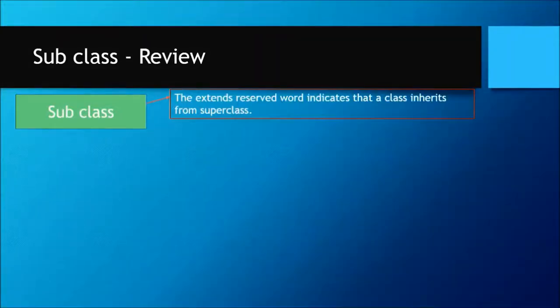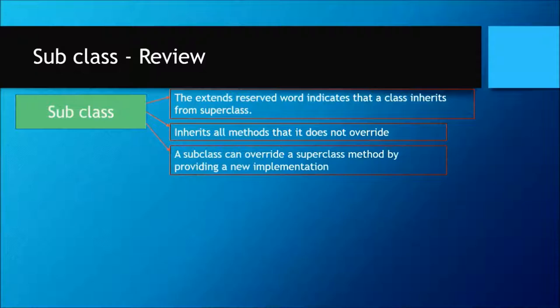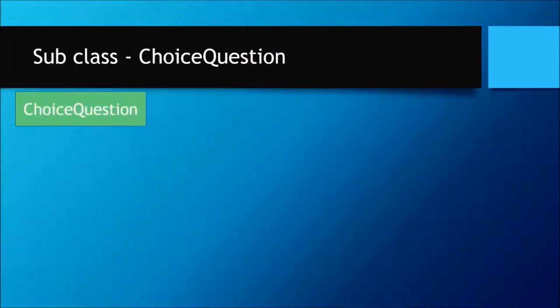As you know, the subclass uses the extends reserved word that indicates that a class is inheriting from a superclass. The subclass can inherit all the methods that it does not override, and in just a few minutes, we'll talk about what an override means. A subclass can override a superclass method by providing a new implementation. Let's take a look at the choice question, the subclass.